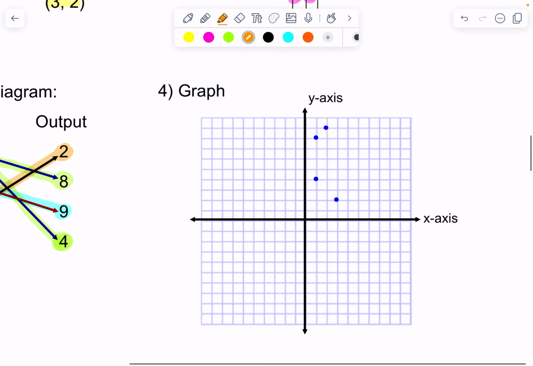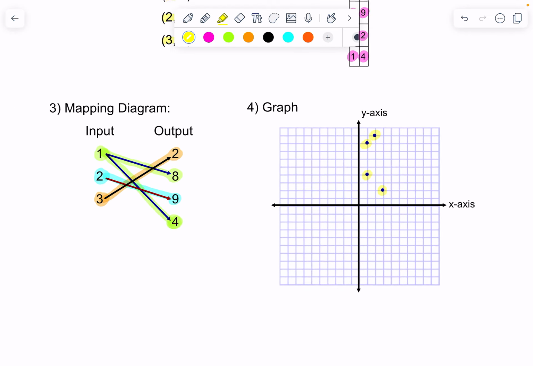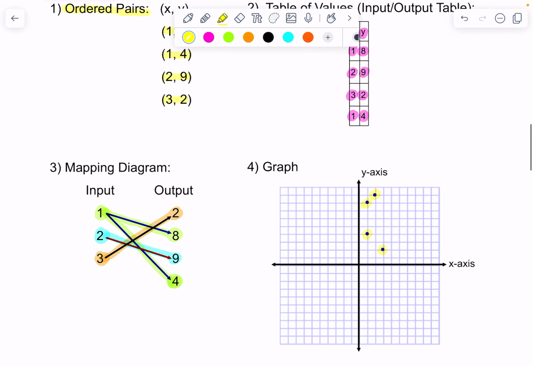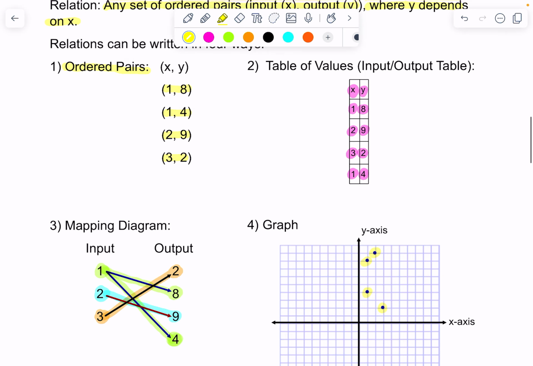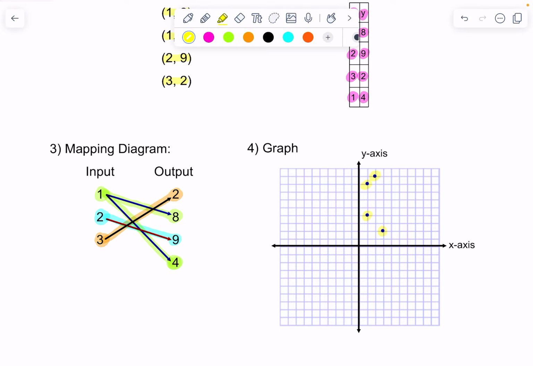And then our final way of displaying a relation is via a graph. And as you can see here, I've already plotted all of the ordered pairs. So you have 3, 2, you have 1, 4, you have 1, 8, and you have 2, 9. So there you have it. You can write a relation which, once again, is a set of ordered pairs. There's no rhyme or reason to it. And you can use either ordered pairs, a table of values, a mapping diagram, or a graph.